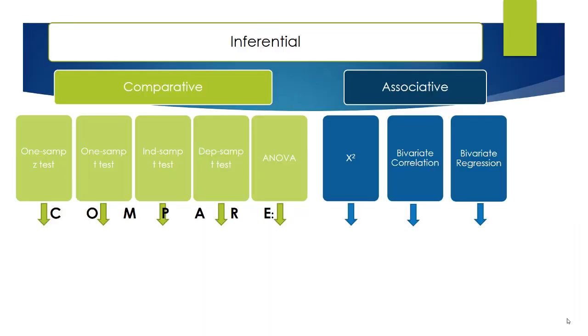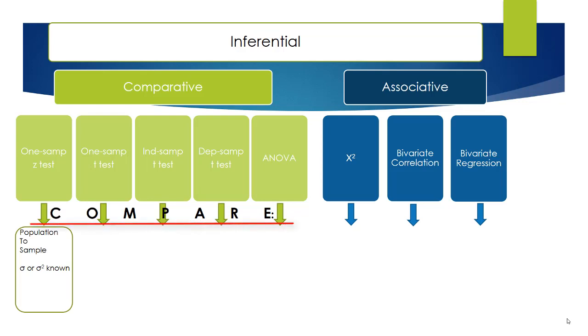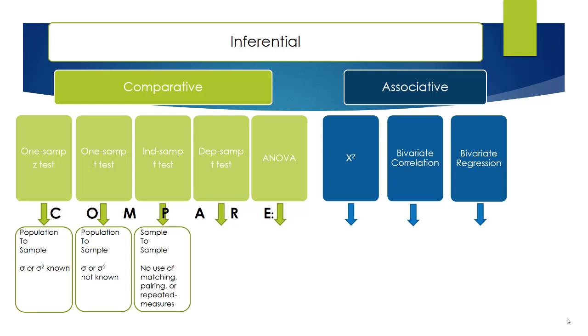Now, to add a little bit of information about those inferential statistics, when we're looking at the comparative statistics, we're really looking at different comparisons. So in particular, one sample Z, we are comparing the population to the sample, and in that case, the standard deviation or the variance for the population is known. In contrast, one sample T, we're also comparing a population to a sample. However, the standard deviation or variance for the population is not known.